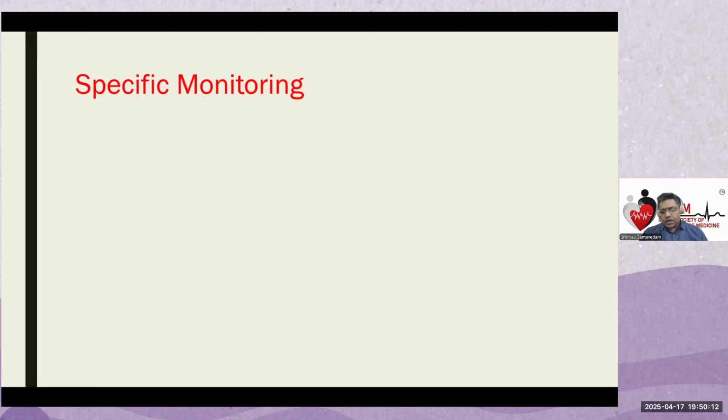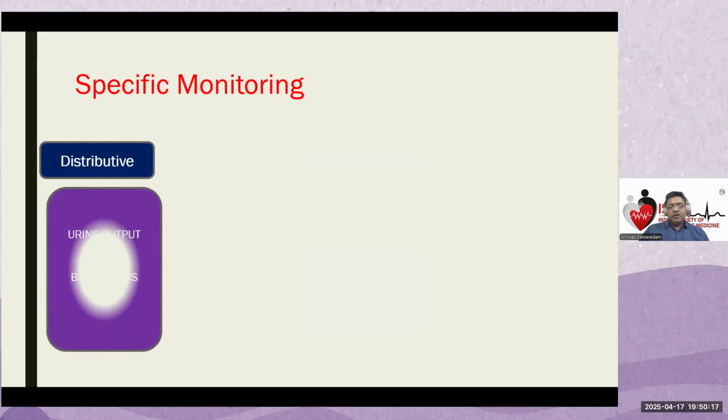What is the specific monitoring you would do in some of these situations? In distributive shock, there are a few things which you should look at. The poor man's cardiac output: you need to look at the urine output of all these patients. If somebody comes to you with a urine output of less than 0.3 mL per kg per hour, and you resuscitate him, and the next hour the output has gone up to 0.5 mL per kg per hour, probably your hypoperfusion state is getting better. So that means your lactate would resolve. If you have invasive hemodynamic ability in your institute, you could look at stroke volume variation.